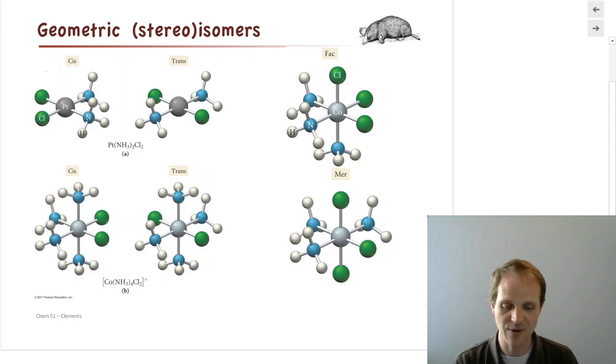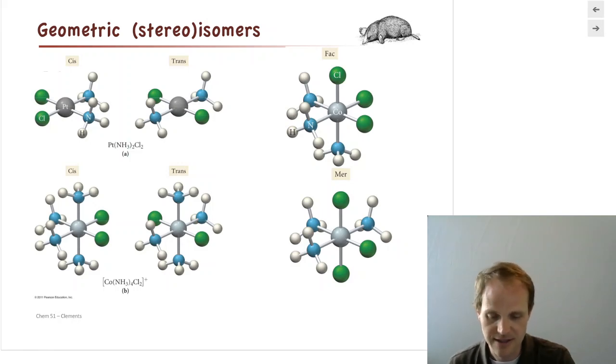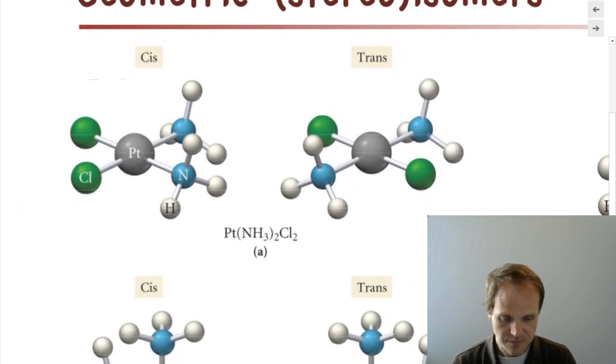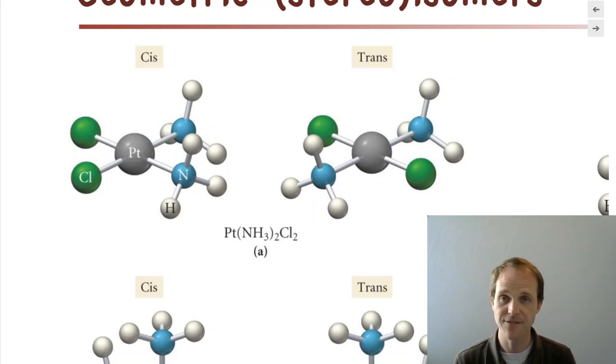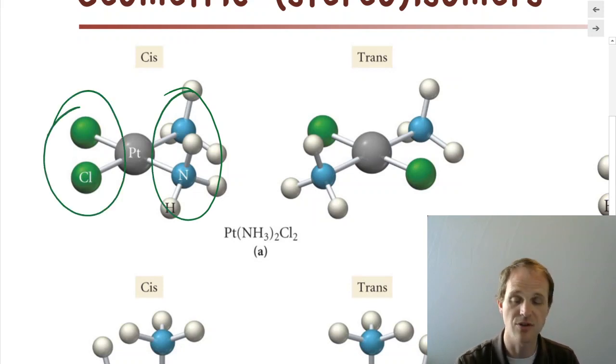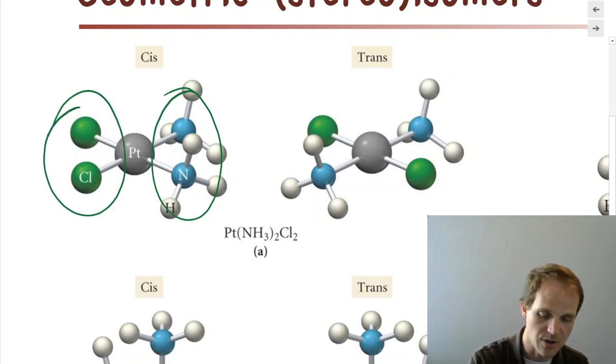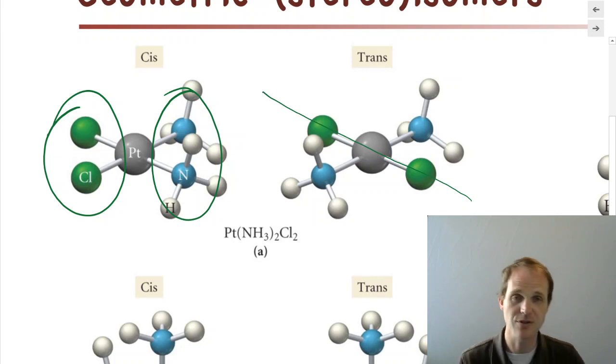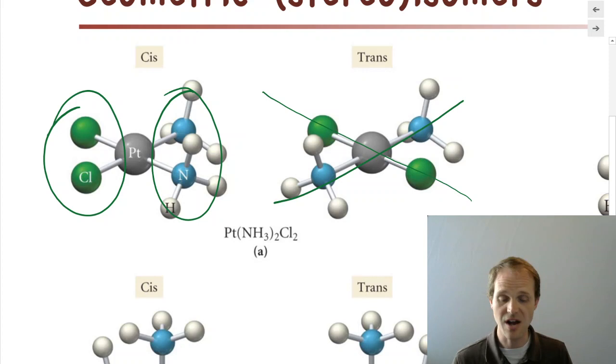Geometric or stereoisomers. Here's some fun ones. Let's go ahead and look up here. And we've got this platinum complex. It's got 2 ammonias and 2 chlorides. It forms this square planar configuration. And so you can set it up where the ammonias are on one side and the chlorides are on the other. Or it turns out if you do some different chemistry, you can force those chlorides to be across from each other and the ammonias to be across from each other.